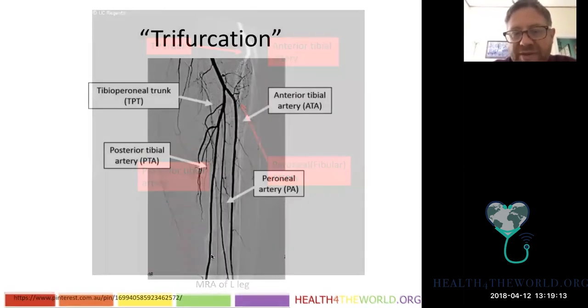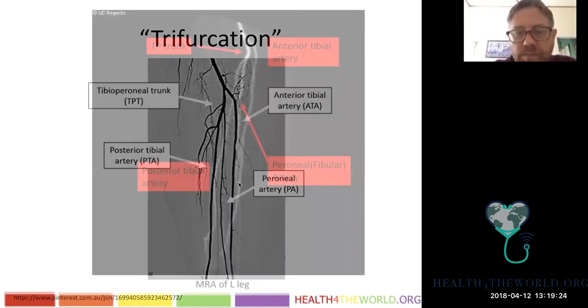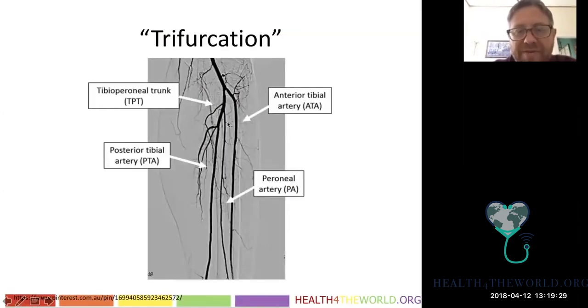So this is the three-vessel runoff. When people say there's a normal three-vessel runoff to the foot, they're talking about the anterior tibial artery, the peroneal artery, and the posterior tibial artery. Sometimes they'll call this the trifurcation because there's three vessels that are coming out. A true trifurcation is when you have one vessel turn into three, but in this case, it's one vessel turns into two, and then the TP trunk turns into two again. So it's not a true trifurcation, but it's used to describe this area.